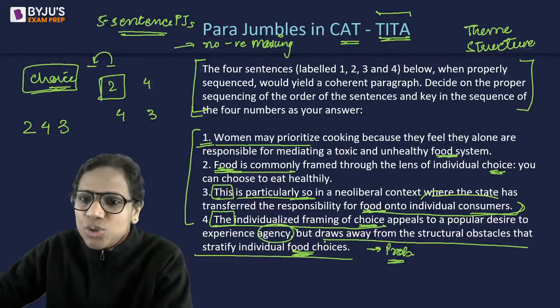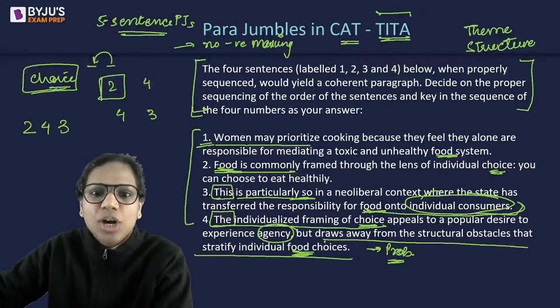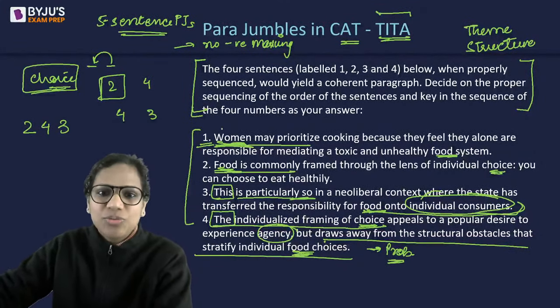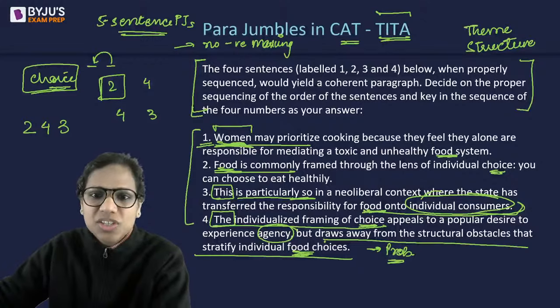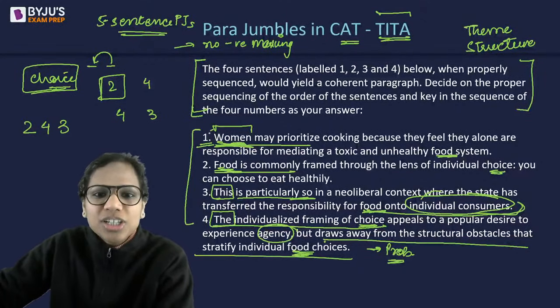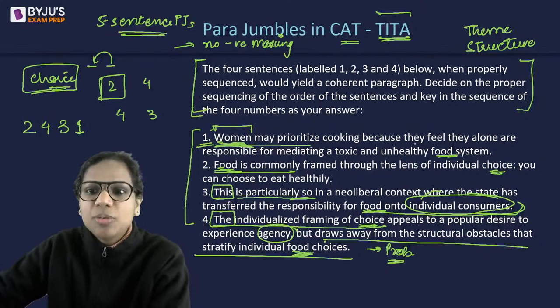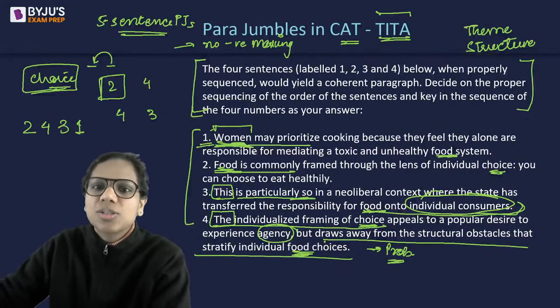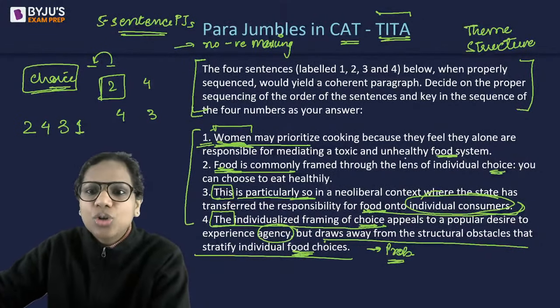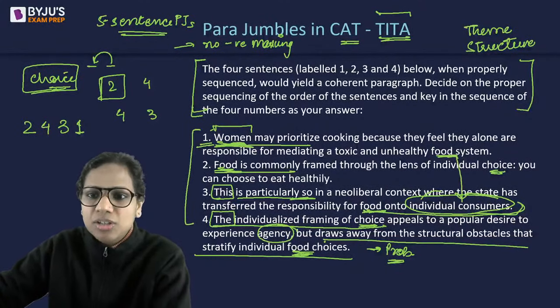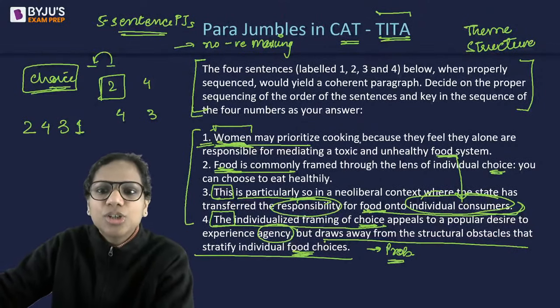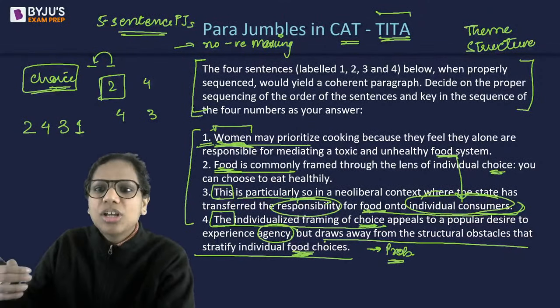Okay, so individual consumers. So women are one of those consumers. Women are a category of those consumers. So that is why after 3 we can place 1, not before that. Women may prioritize cooking because they feel that they alone are responsible for mediating a toxic and unhealthy food system. I've put the responsibility on individual consumers. So women are feeling the burden of that responsibility, that they alone are responsible.